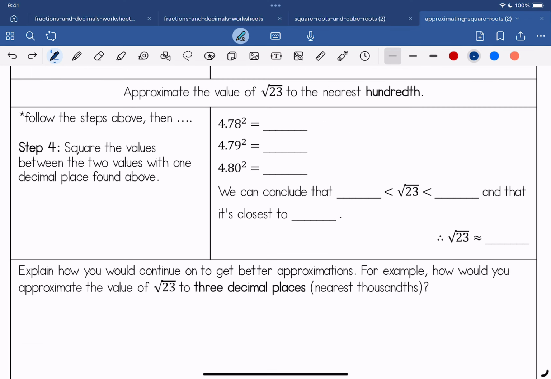Approximate the value of the square root of 23 to the nearest hundredth. So before it asked only for the nearest tenth, and now it's to two decimal places. So we need to find out which hundredth decimal place will be closest to the square root of 23. So 4.78 to the power of 2 is 22.8484. 4.79 to the power of 2 is 22.9441.